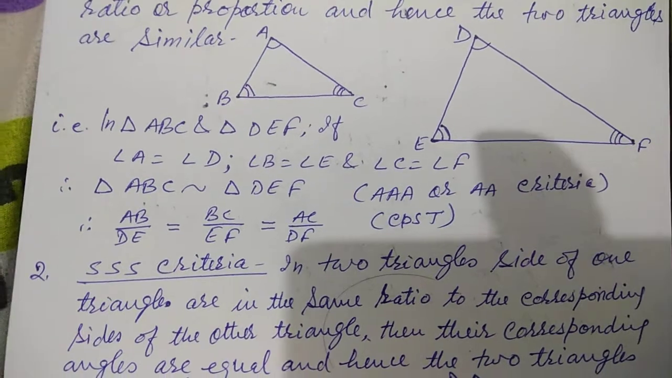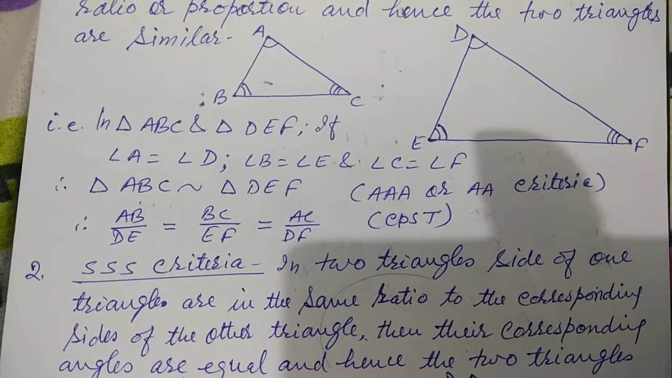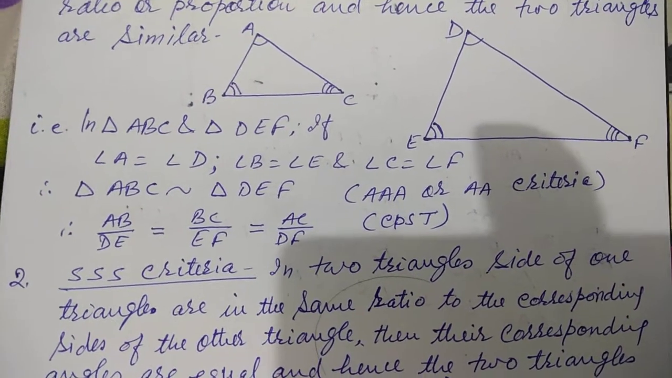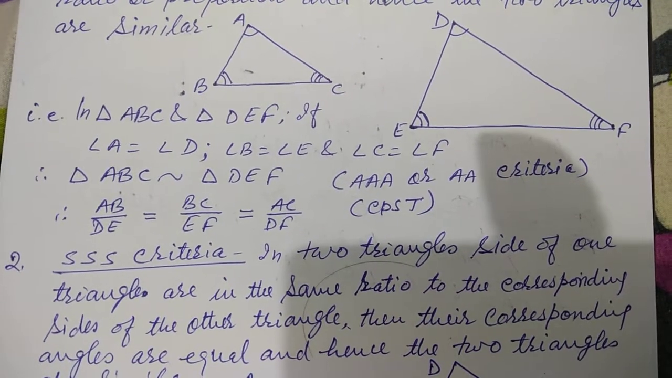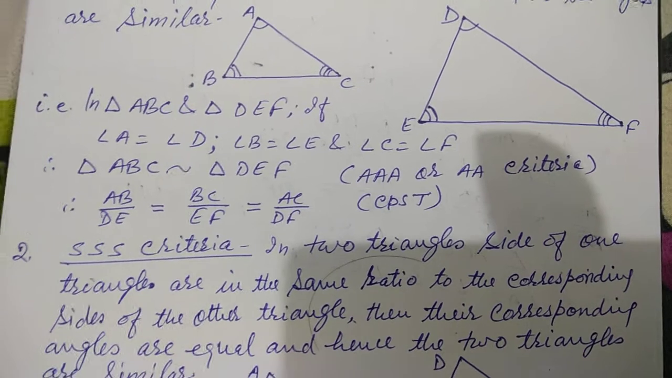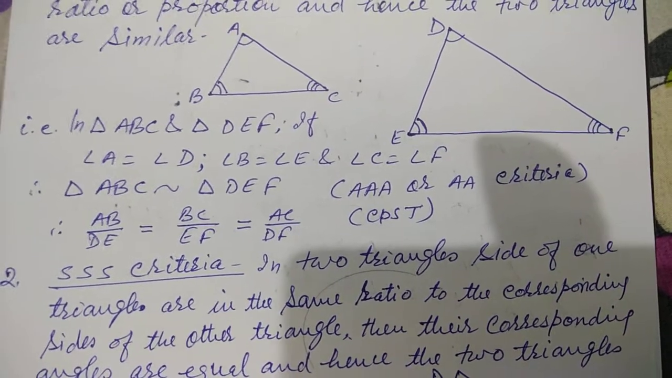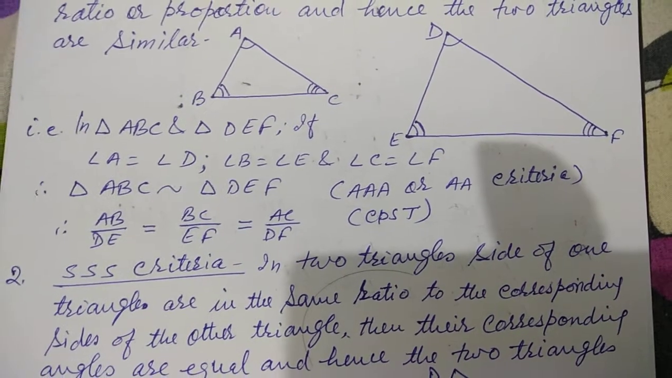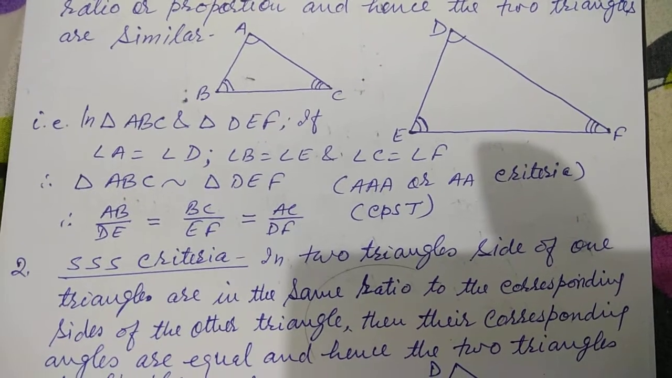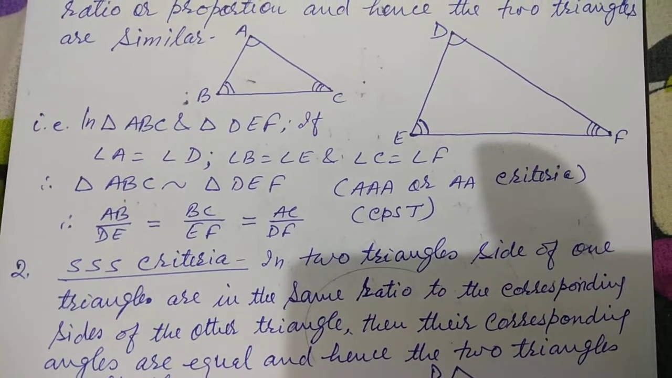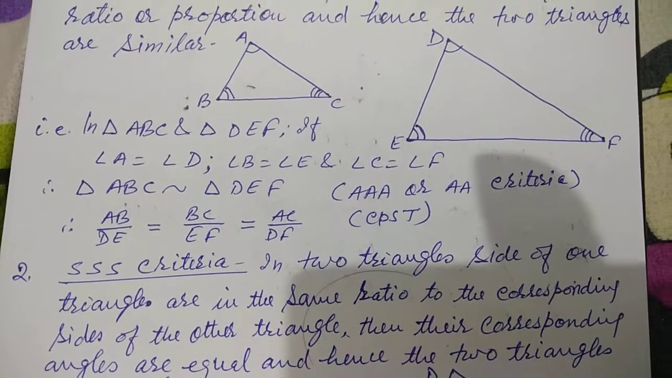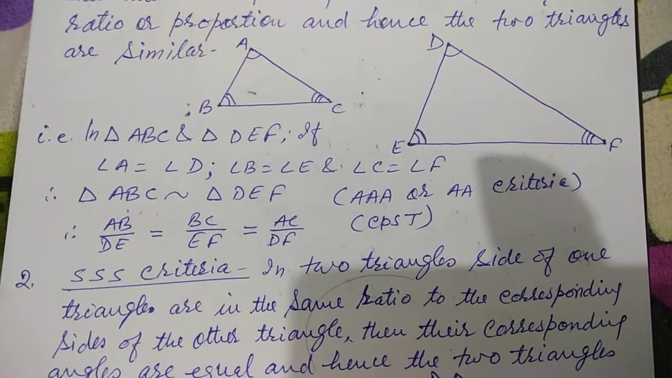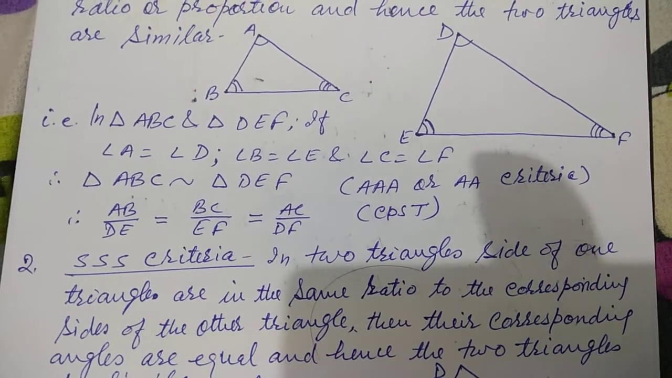Therefore, we can say AB upon DE is equal to BC upon EF is equal to AC upon DF. That is called CPST. As we generally write, if two triangles are congruent, then we write CPCT. CPCT means corresponding parts of congruent triangles. Here we will write down CPST, corresponding parts of similar triangles.